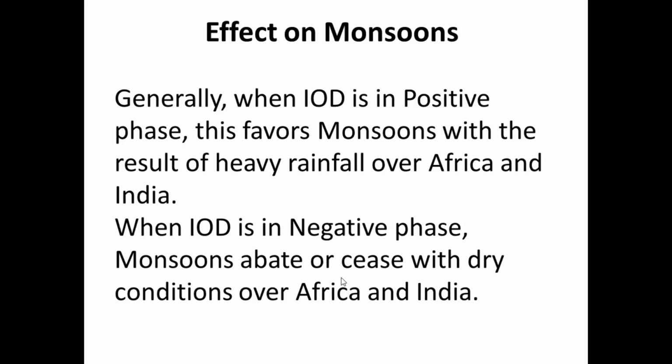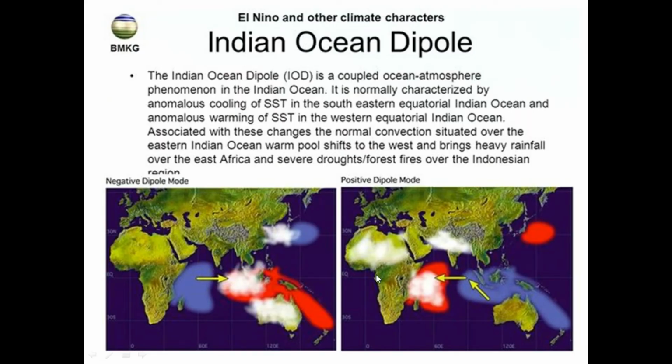IOD positive phase coupled with El Niño. So El Niño is taking place here with the positive phase. La Niña is taking place here. Also notice how there's a bit of precipitation over Australia, the whole continent. It's dry here. So that's kind of what's going on weather-wise.